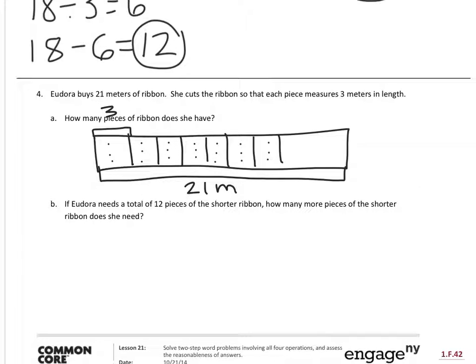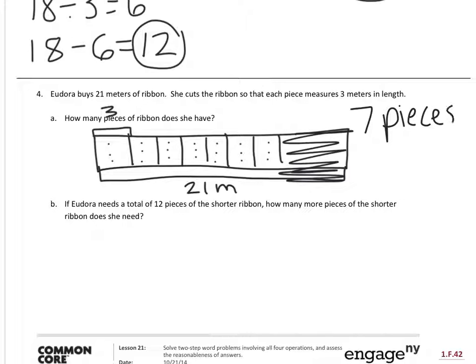Okay. Notice I have a little bit of room left on the end of my tape diagram. That's okay. I'll just cross it off. Okay. How many pieces of ribbon did you end up with? 1, 2, 3, 4, 5, 6, 7. 7 pieces of ribbon.